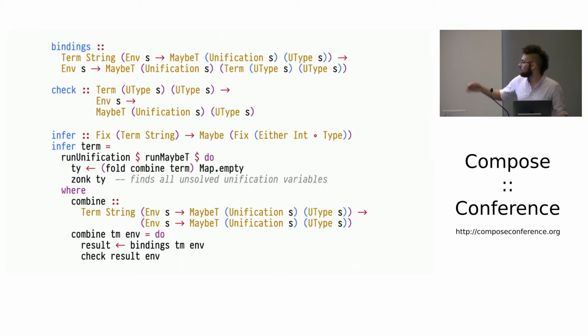But you do this, you call bindings on the term in the environment, you get a result, and you check the result in the environment, and that's our fold, which we then start at the very top at the empty environment to get a type. And then at the end, we take the type and we find all of the unsolved unification variables, and we turn them into their integer identifiers, which is called zonking here, which comes from the internals of GHC, because it turns out that there's really no English word for what it means to take a nested type structure and find all the unification variables and dereference them.